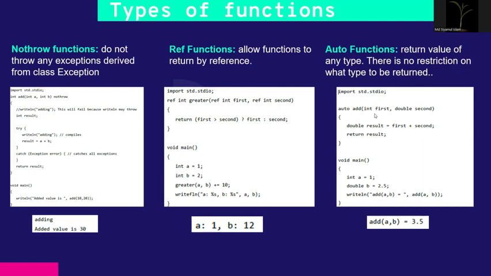And after adding, here the integer is added with a double, and this result is returned as a double. This value is returned as a double, as it is auto. So there is no restriction on what type. Any type of value can be returned from this function.